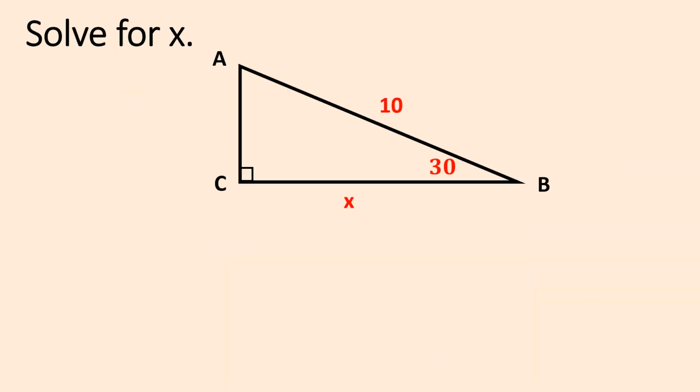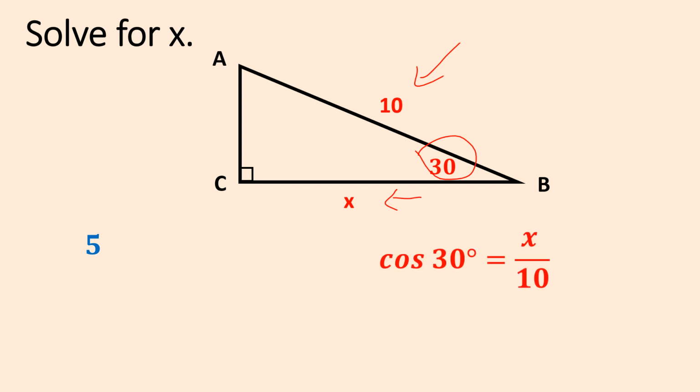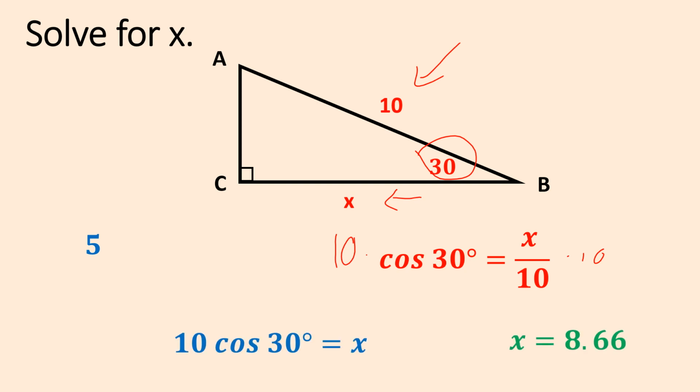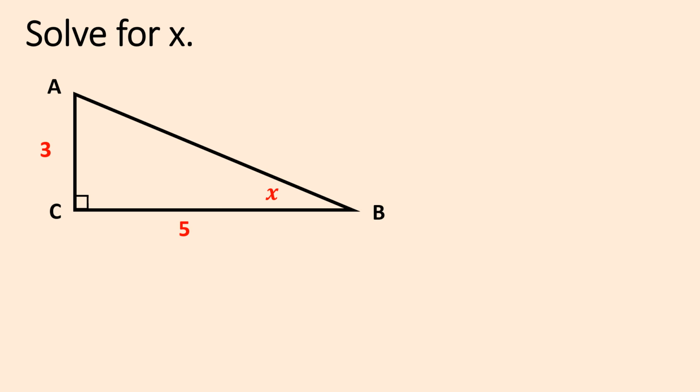When it comes to solving for a missing side, we want to use one of those ratios. Here we have a 30-degree angle, we have the adjacent side, and the hypotenuse, which means we're going to use cosine, plug in everything we know, and then we can just multiply by 10 times the cosine of 30 degrees, which gives us 8.66. However, not all trig problems are the same.